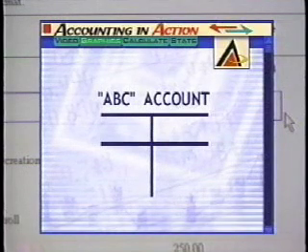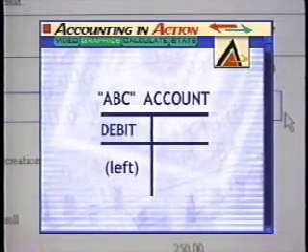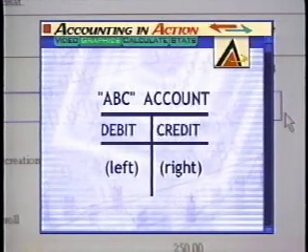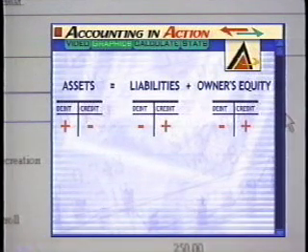Account entries are governed by the basic concept of debits and credits. Every account has a debit side on the left and a credit side on the right. Debits increase asset accounts and decrease liability accounts and owner's equity. On the other hand, credits decrease asset accounts and increase liability accounts and owner's equity.